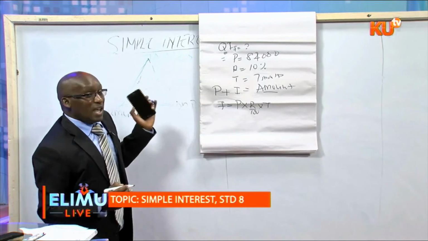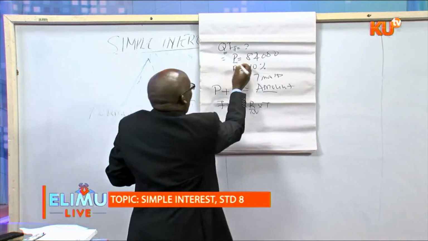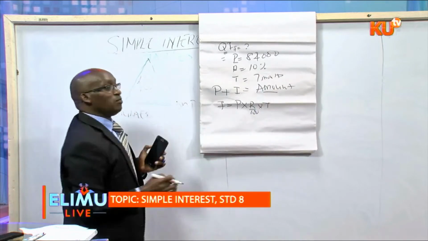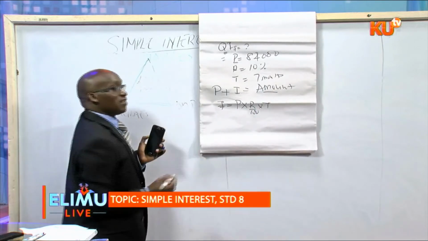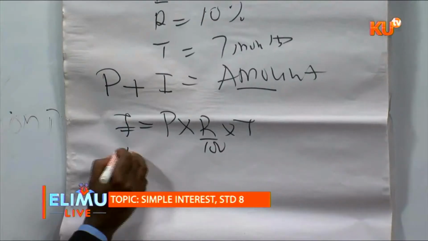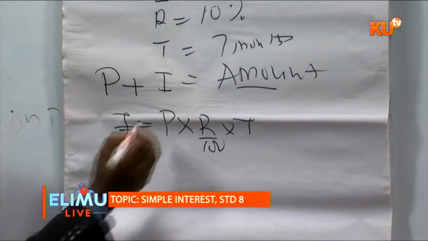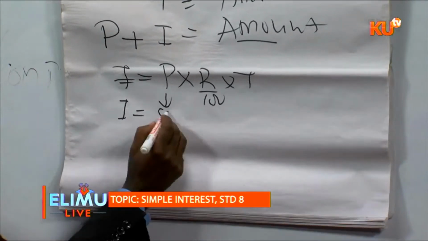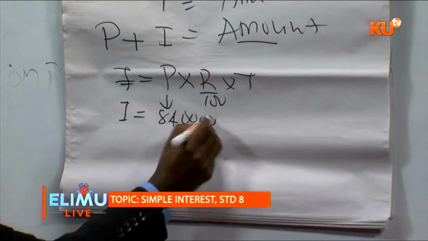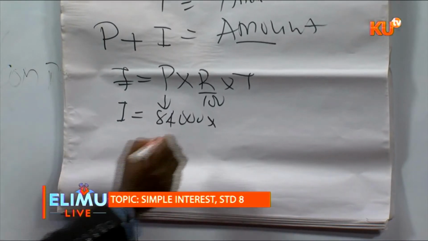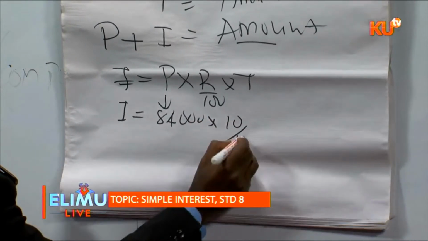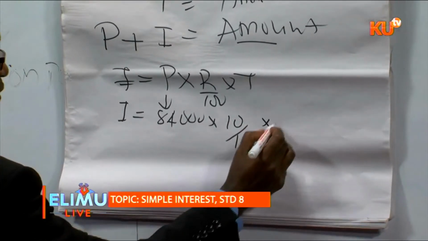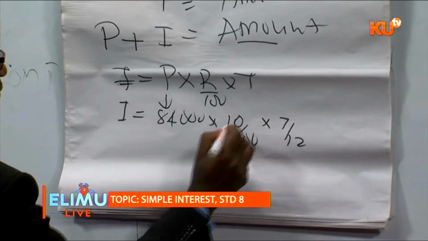And so, using our formula of finding interest, which is principal times rate times time over 100, we'll now substitute all this information into this particular formula to be able to find the interest. And so we say interest is equal to P. We start with principal, it's 84,000. We have R, which is the rate at 10%. We have time, 7 all over 12.